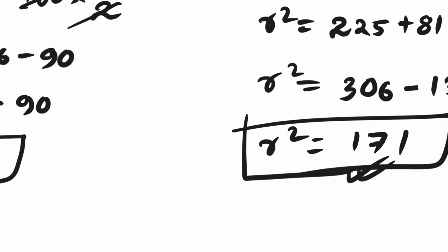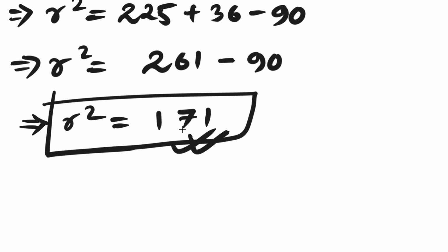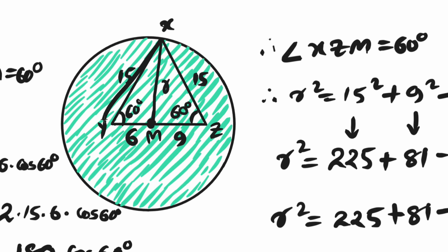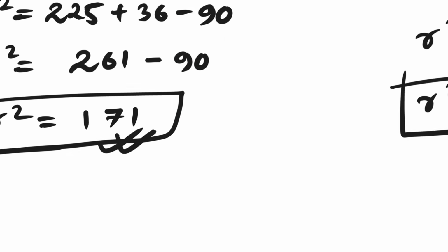Perfect. We have arrived at exactly the same value as before. From triangle XYM, we got 171, and from triangle XZM, we also got 171. That agreement confirms that our calculation is consistent.